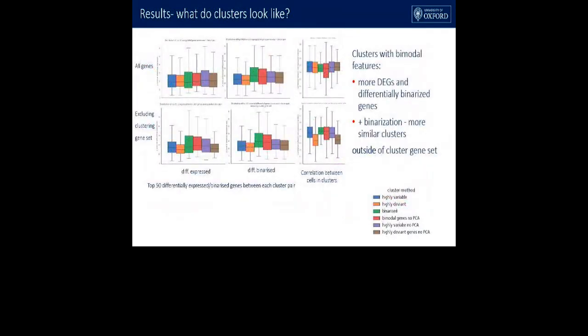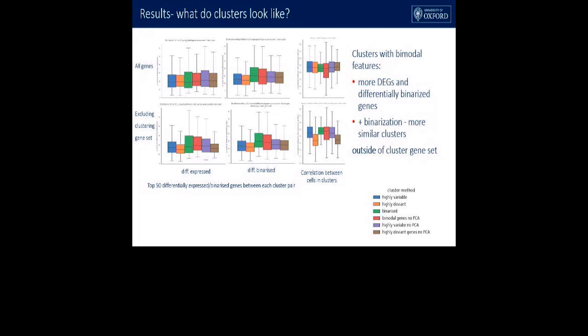So then we wanted to investigate the properties of the resulting clusters and what that might tell us about the approach. On the left here, we are looking at the differential expression between each of the clusters. And you can see that when you remove the gene set that's used for clustering, the binarized and the bimodal approach have more differentially expressed genes between the clusters. So this indicates that it's almost generalizing better away from what you're clustering on.